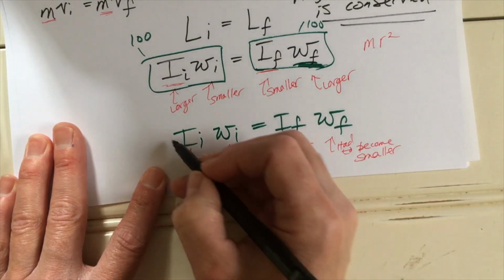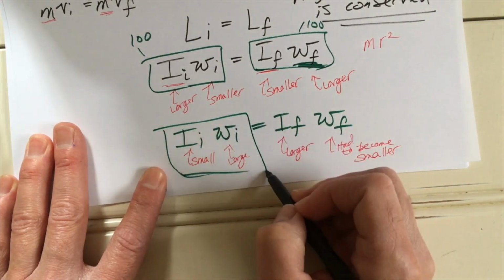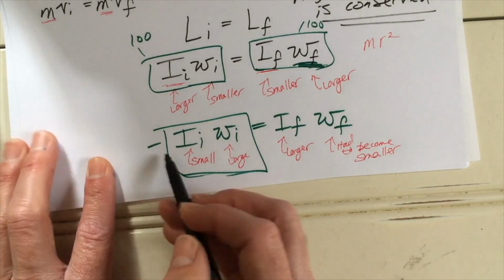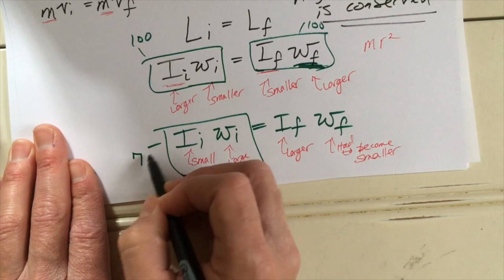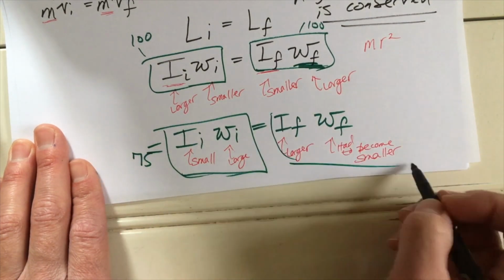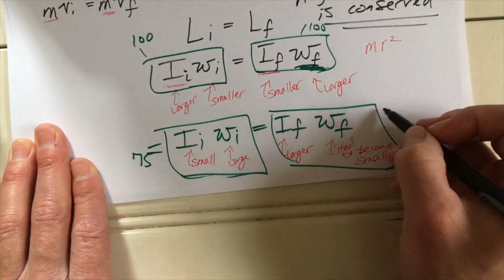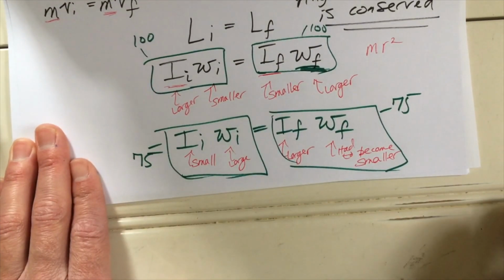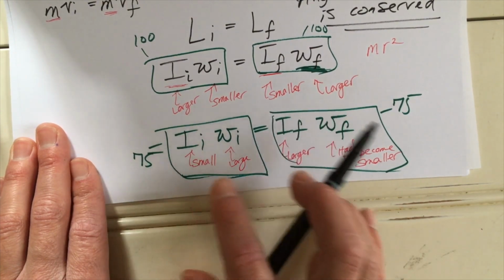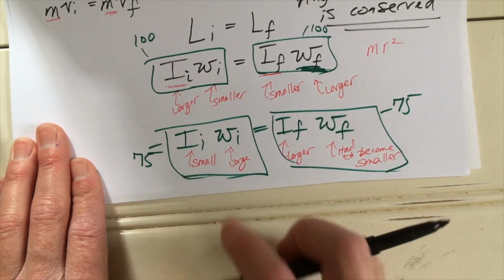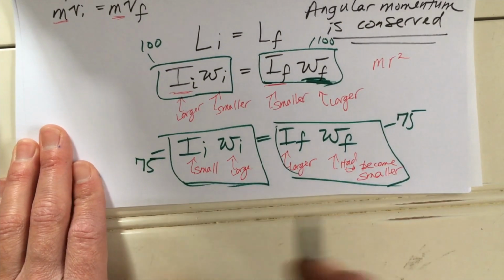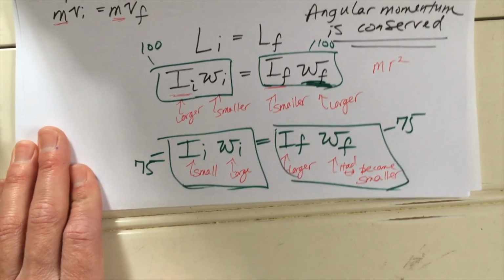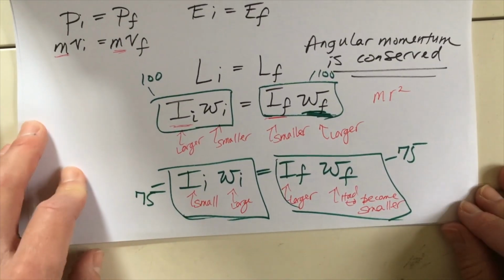But once again, this side had to be whatever it started with. If it started out at 75, then this side had to stay at 75, assuming I didn't lose any energy due to friction or anything like that. There's no torque causing me to slow down. But yeah, angular momentum is conserved. So that is why it was the conservation of angular momentum.